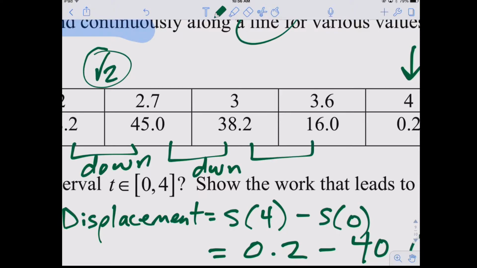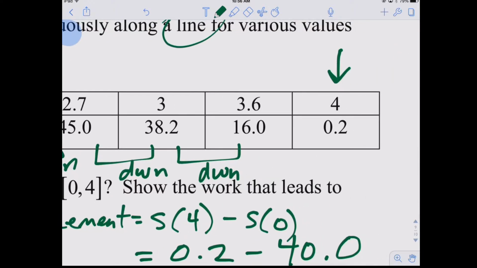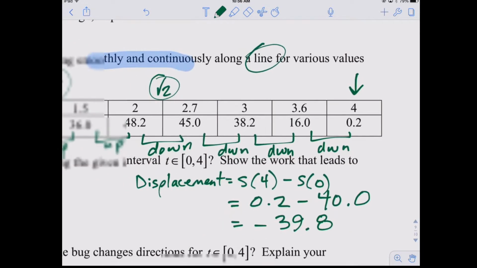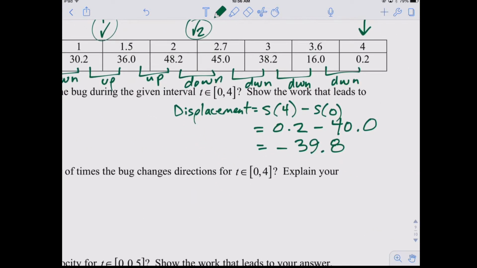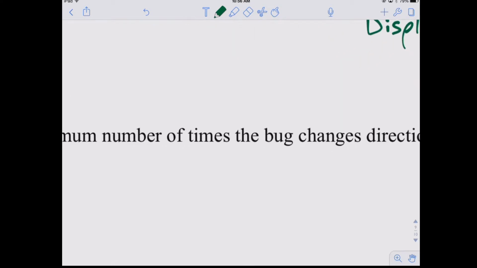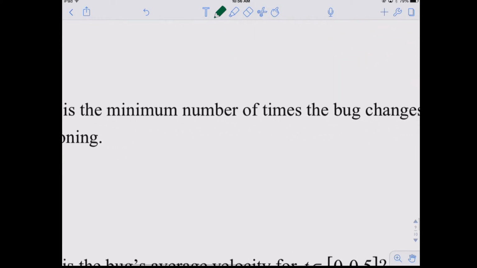And then 38 to 16, that's down. And then 16 to 0.2, that's down. Now, in between any of those intervals, it could have done whatever. You know what bugs do, right? They're totally unpredictable. But we know for sure it had to change directions at least what? At least twice. So what is the minimum number of times? 2. That could be your answer. Or if you want to spell it out, two.